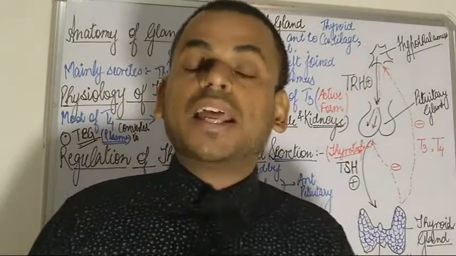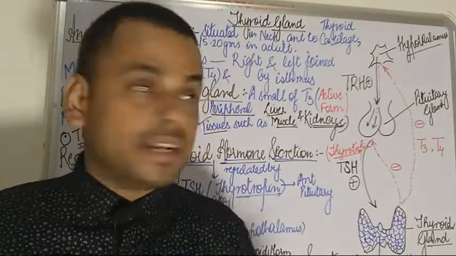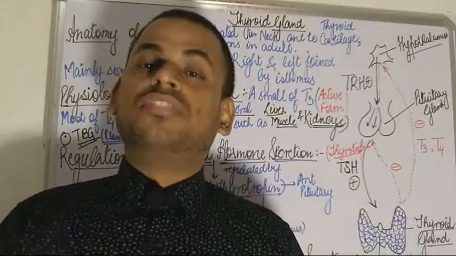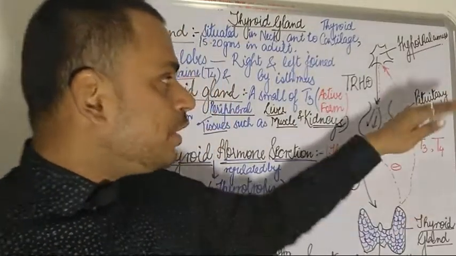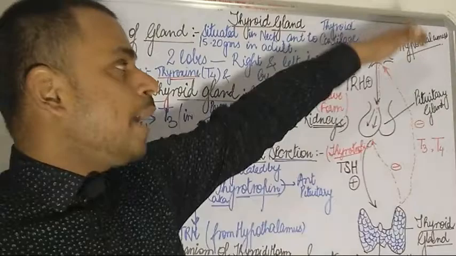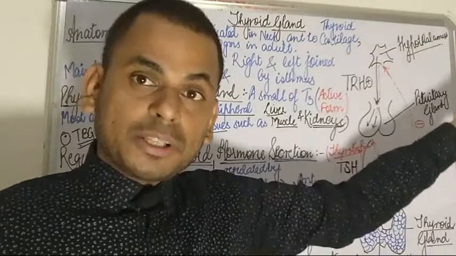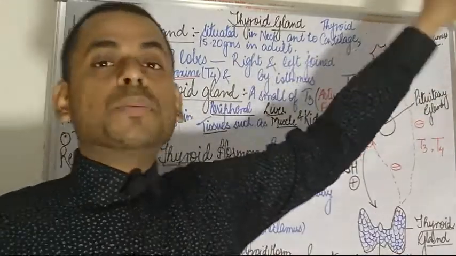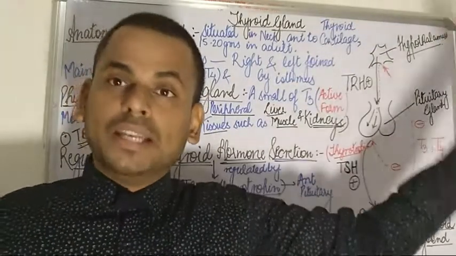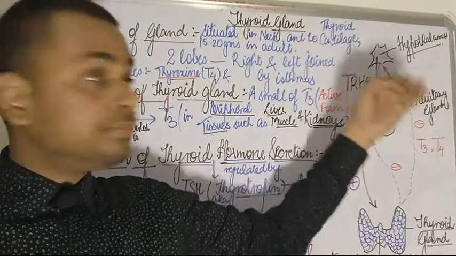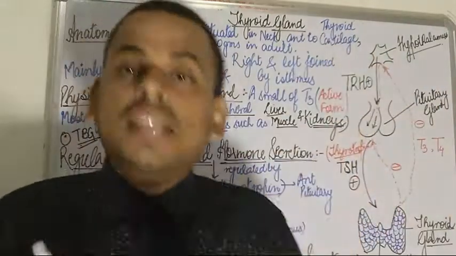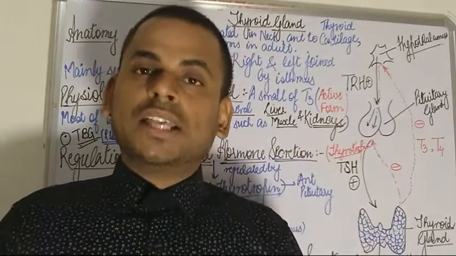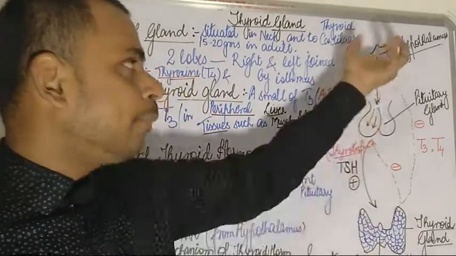Students, make this point very clear in your mind: the hypothalamus is the master of the master gland. The pituitary is the master gland, and the hypothalamus is the master of the master gland. Whatever hormones are released by the hypothalamus are the releasing hormones. Clear? In the upcoming sessions, I'll be uploading videos on the hypothalamus also.